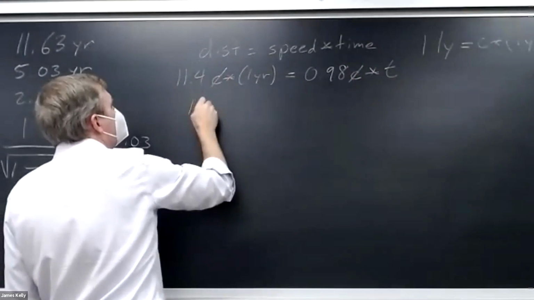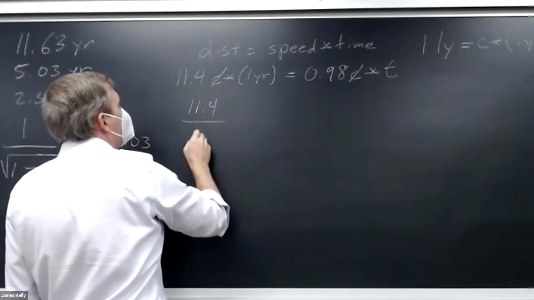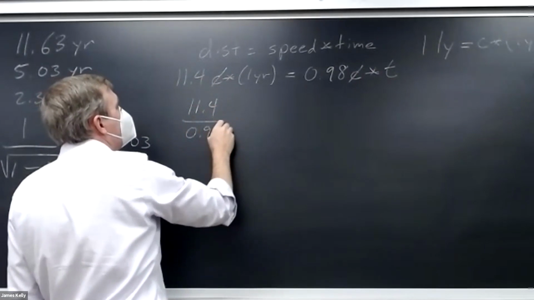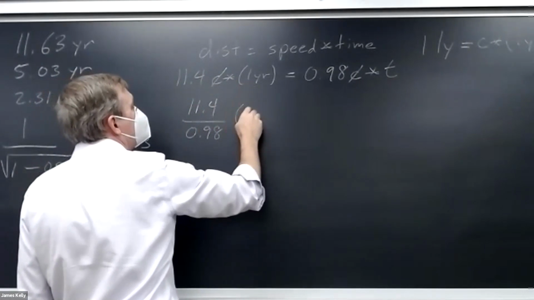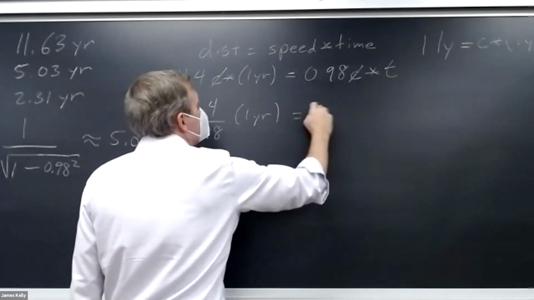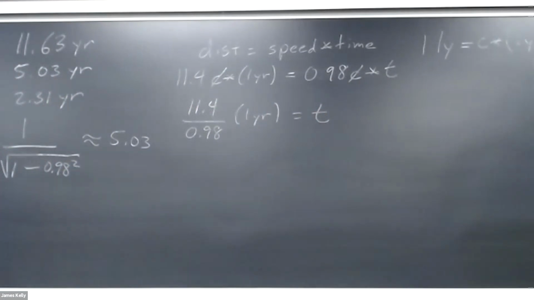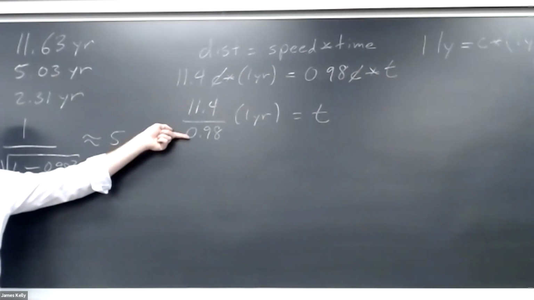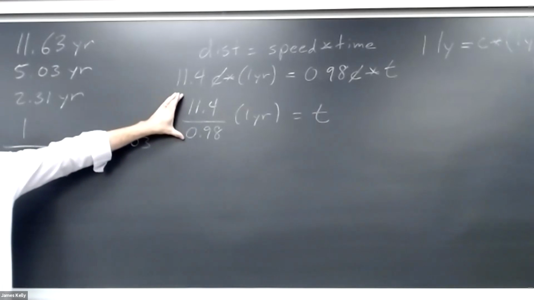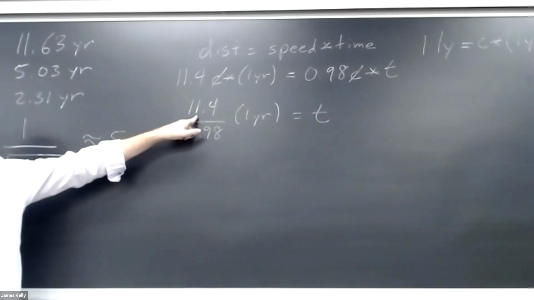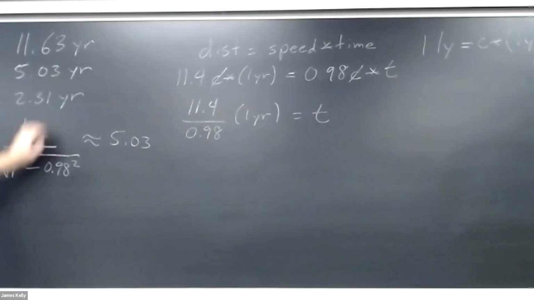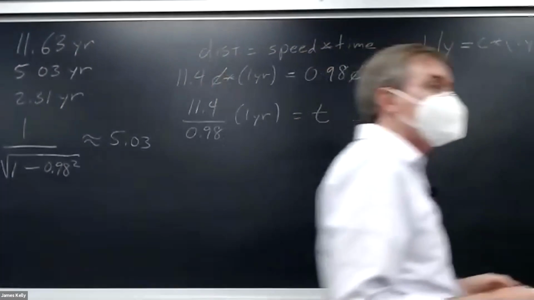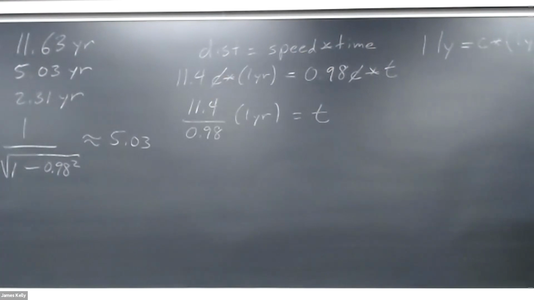So that's 11.4 over 0.98 times 1 year is equal to t. When you divide by a number that's bigger than 1, it makes it smaller. When you divide by a number that's smaller than 1, it makes it bigger. So it's going to be a little bit more than 11.4 years. It's actually 11.63 years when you calculate it. Okay? Any questions on A?